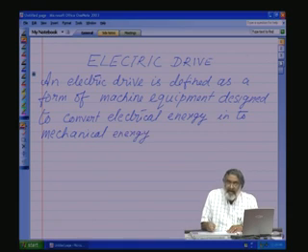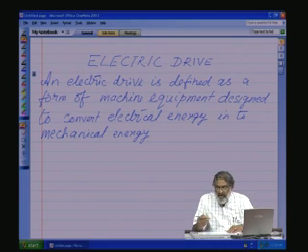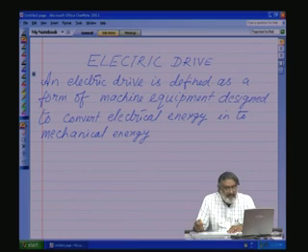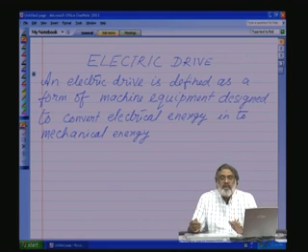So, in an electric drive, what are we doing? We are trying to convert electrical energy into mechanical energy and provide electrical control, or electronic control, of this process. That means, when we convert electrical energy into mechanical energy, the load, the output system, is required in a particular fashion. So, we require a necessary control of the system. All the control nowadays we do with electronics control.